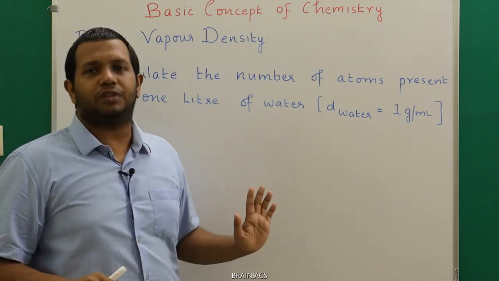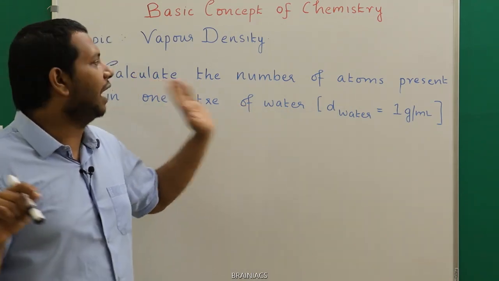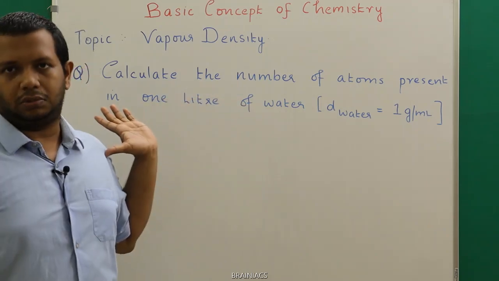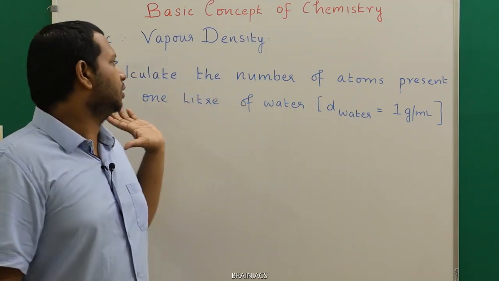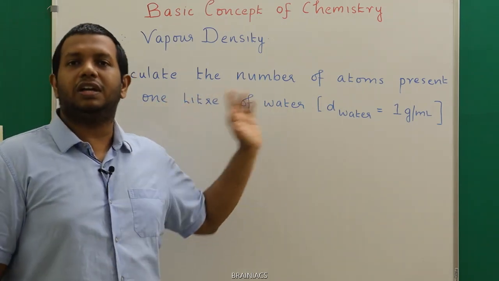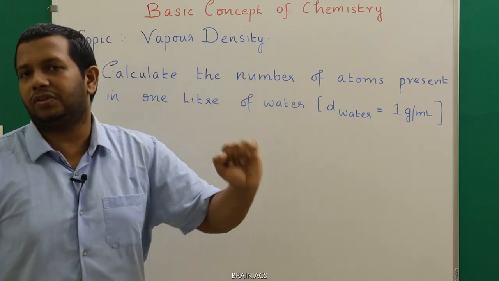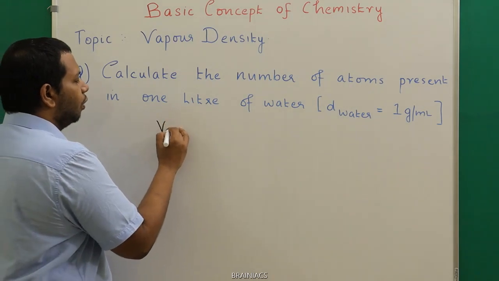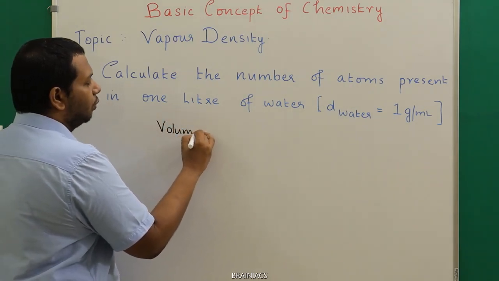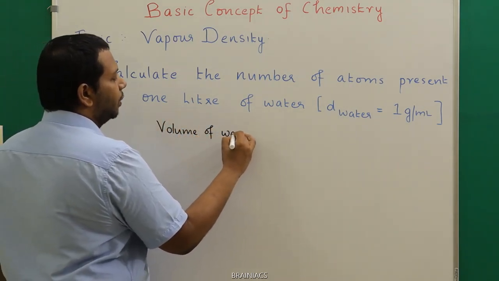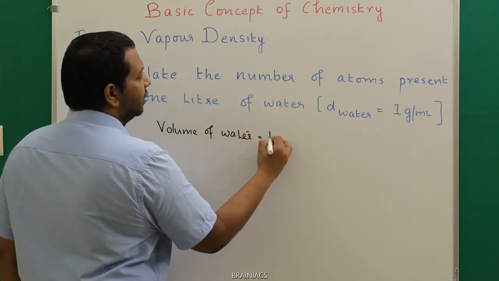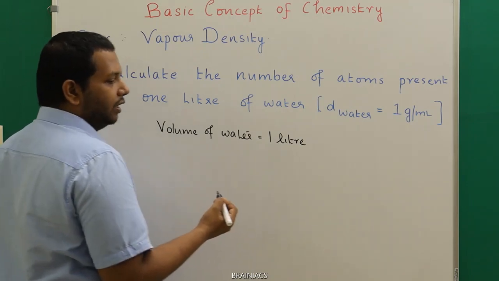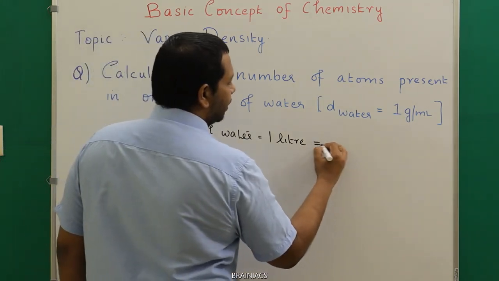If STP or nothing is mentioned, we assume by default water is in liquid state. Understood? Very, very, very important. So for 1 liter of water, we here assume water is in liquid state. In that case, how will we proceed? We know volume of the water. Volume of water is equal to how much? They have given that, that is 1 liter. Correct. So we know 1 liter is nothing but 1000 ml.